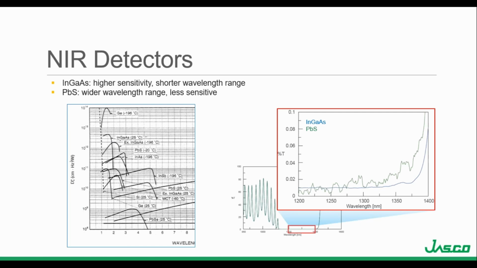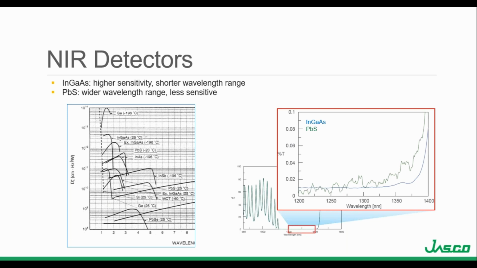JASCO uses two detectors for the near-infrared region, a lead sulfide detector and an InGaAs detector. So while the InGaAs detector is a photodiode, the lead sulfide detector is a photoconductive cell which operates similarly to a photodiode. However, unlike photodiodes, in a photoconductive cell the resistance decreases as the light intensity increases, and the measured output is linearly proportional to the input incident light power.